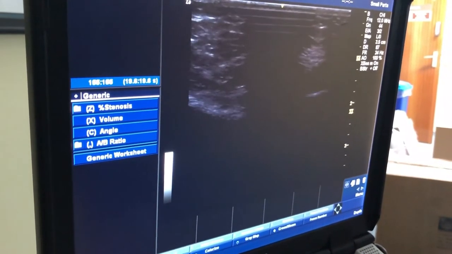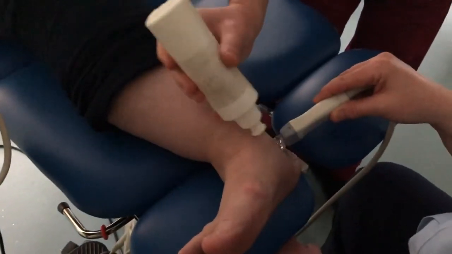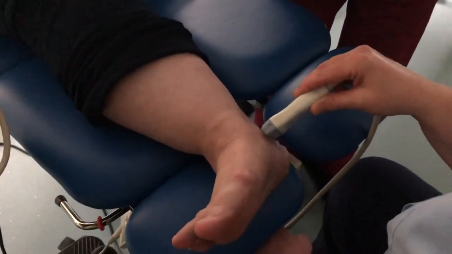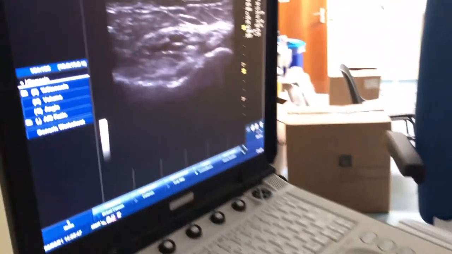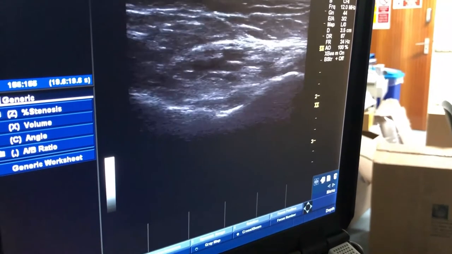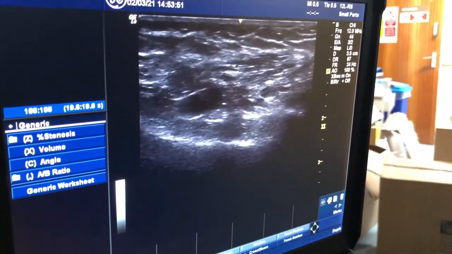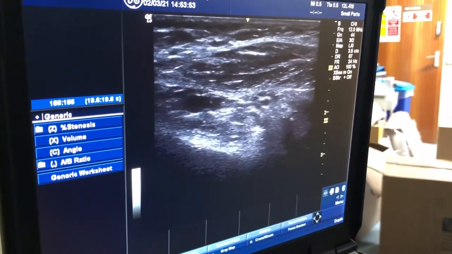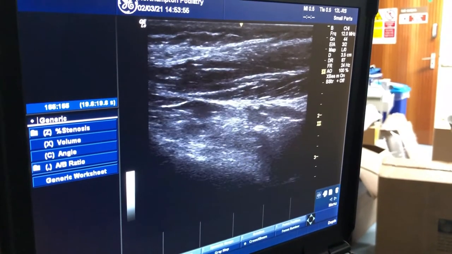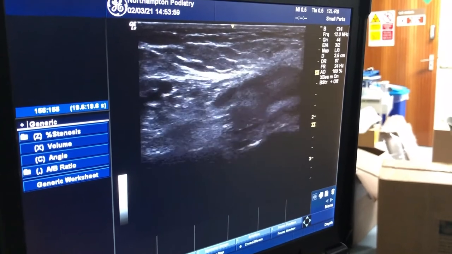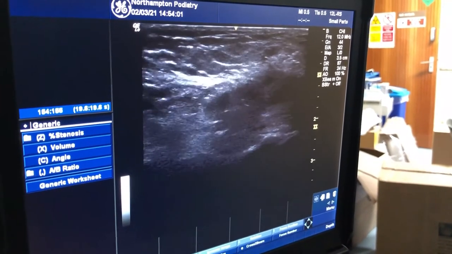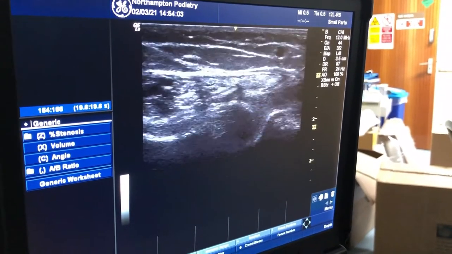Yeah, I think we're just running out of jelly. This is what happens when there isn't enough coupling jelly. Basically, if you get air between the foot, and they are funny shapes feet, so you need to get a good contact without any air between. So what I want you to do is move the probe this way and that, so that you're going to go that way and then this way, yeah? Okay. Beautiful.